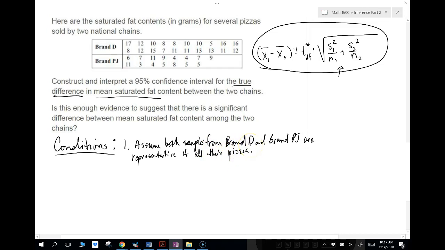If we do know that it was randomly selected, then we're going to want to say both samples were randomly selected. One thing you do not want to do is you do not want to just say SRS.